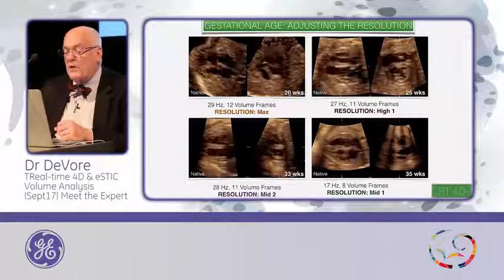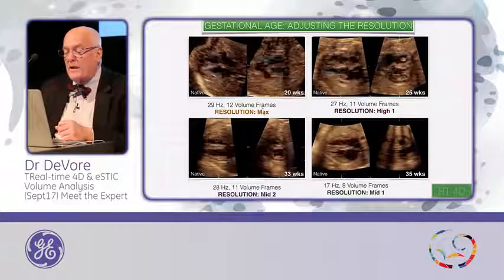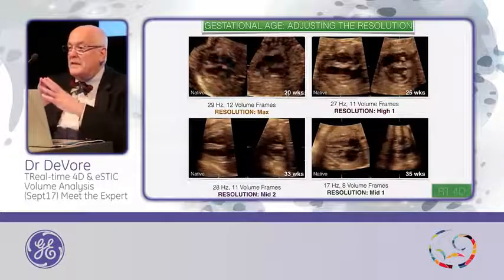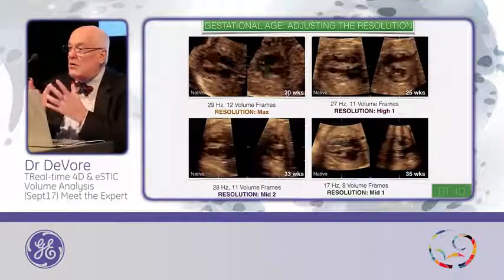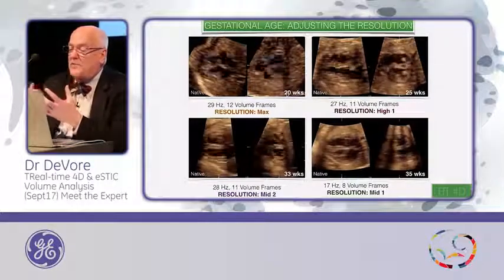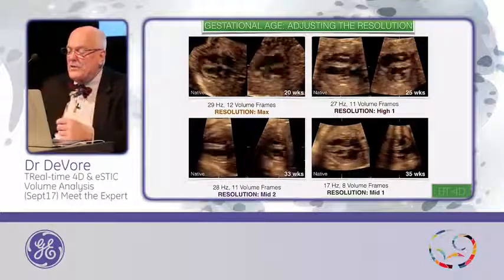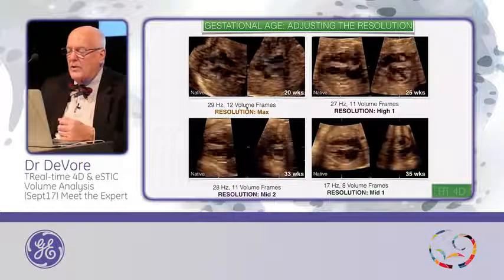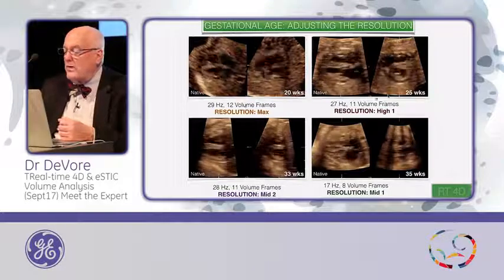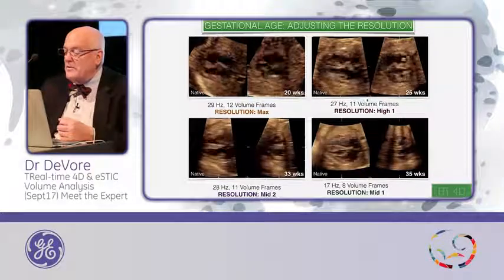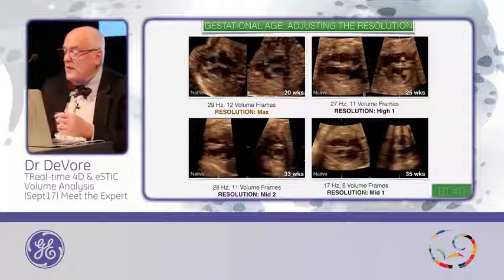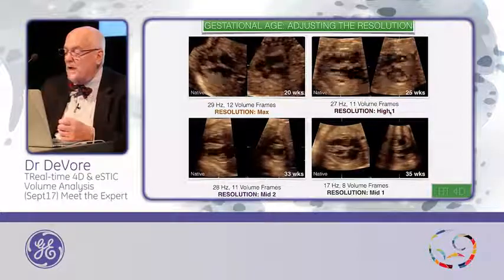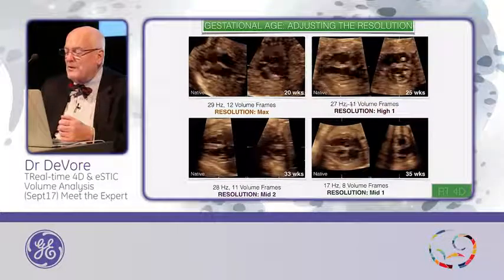Here we have at 20 weeks, we have 12 volume frames, and I've set it at max because I have a smaller distance that it has to travel in acquiring the volume at a gestational age of 20 weeks. I can set the resolution at a higher setting and have a very nice volume frame rate at 29 hertz. Here we are at 25 weeks. Because the fetus is a little bit larger, I simply decrease the resolution to high 1. I have 27 hertz, 11 volume frames.